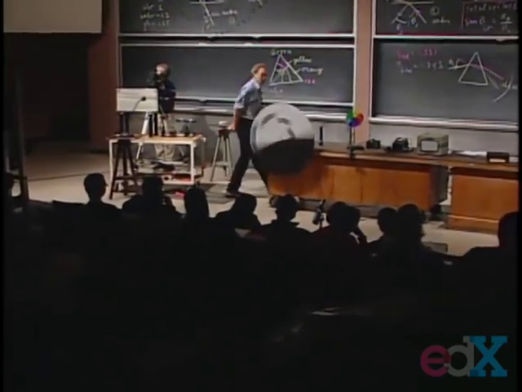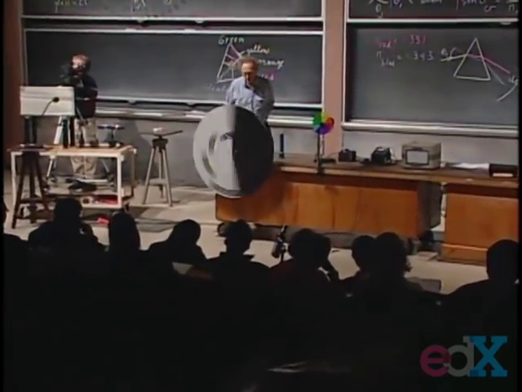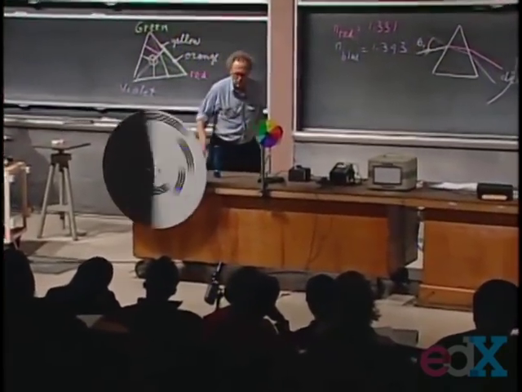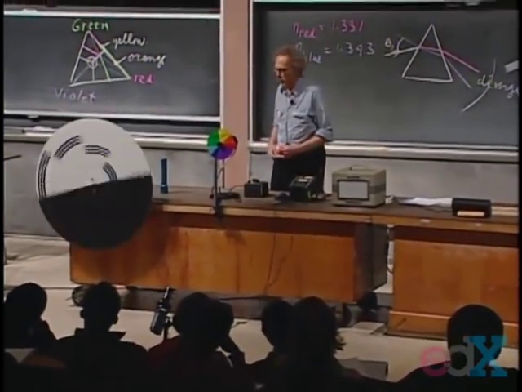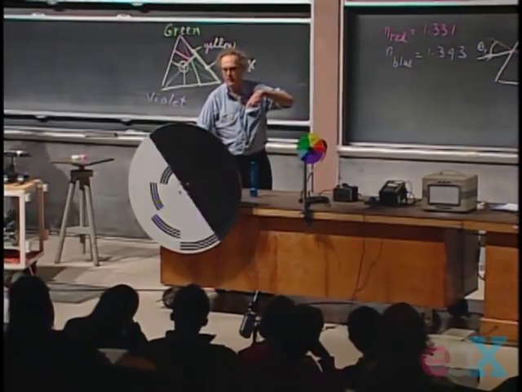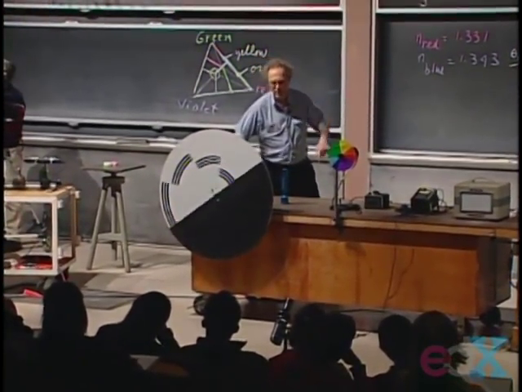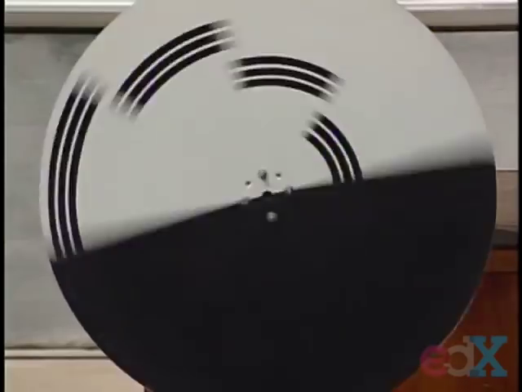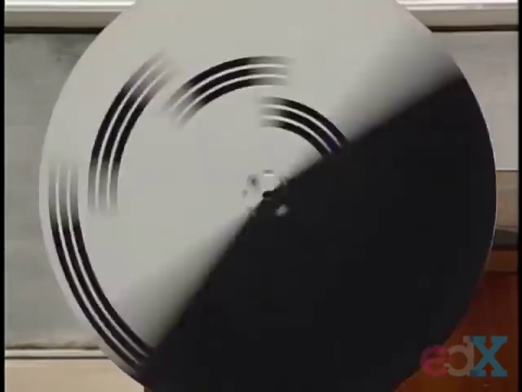And to make it even worse, I can reverse the disc. I first have to stop it, otherwise we burn out the motor. And I can reverse, and remember the rusty brown was in the center. Now we're going to rotate it the other way around. And look again what you see. You're now seeing the rusty brown near the edge. You see the colors reversed.